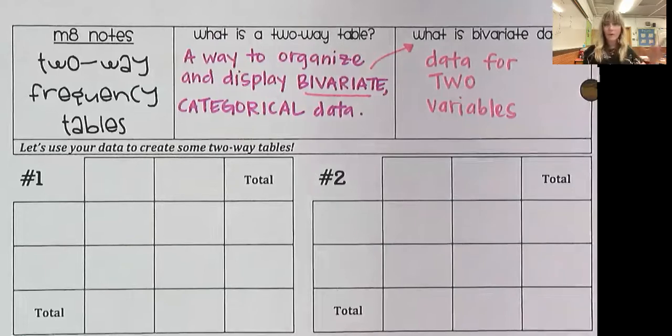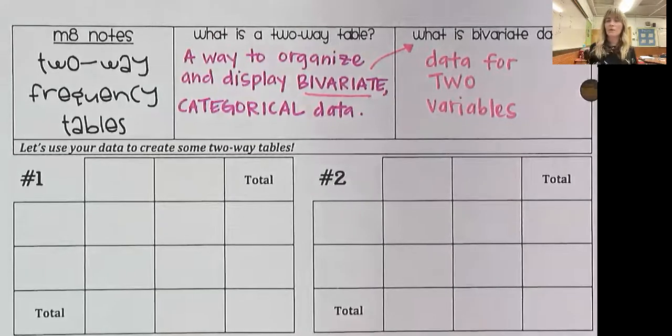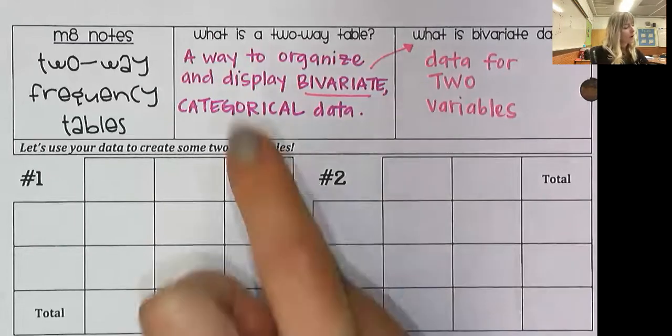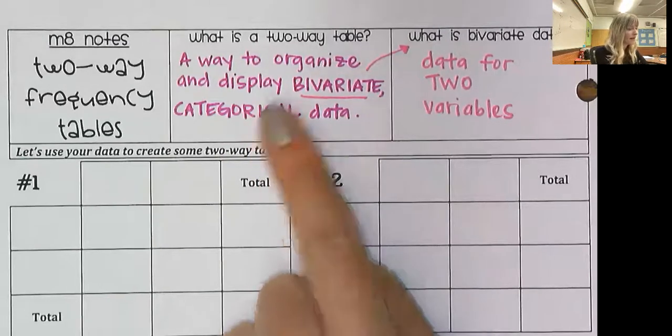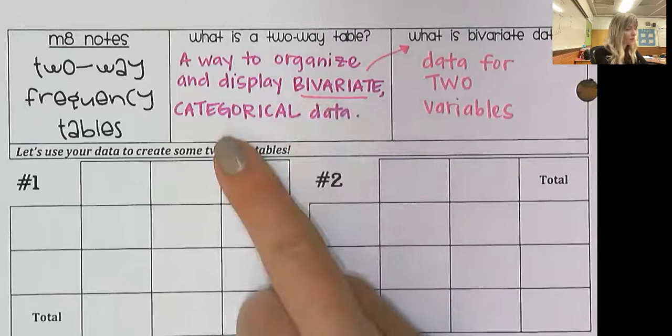Instead of just looking at one, saying, I want to know what shoe size you all have, and I make a big list, that's just one variable, shoe size. This year, we're going to take data for 2 variables, and we're going to make some comparisons. That's what bivariate data does for you. You look at 2 variables and you say, do they go together at all? Do they have any connections? So a two-way table is a way to organize and display bivariate, 2 variables, categorical data.